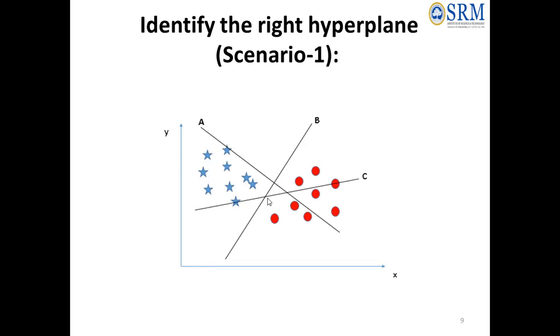A classifies, but it is considering only the blue color stars; it is not considering red. So it cannot be said to be a correct hyperplane. B is the hyperplane which divides blue and red exactly in equal halves. When I put a margin here, I get equal spaces between class 1 and class 2.